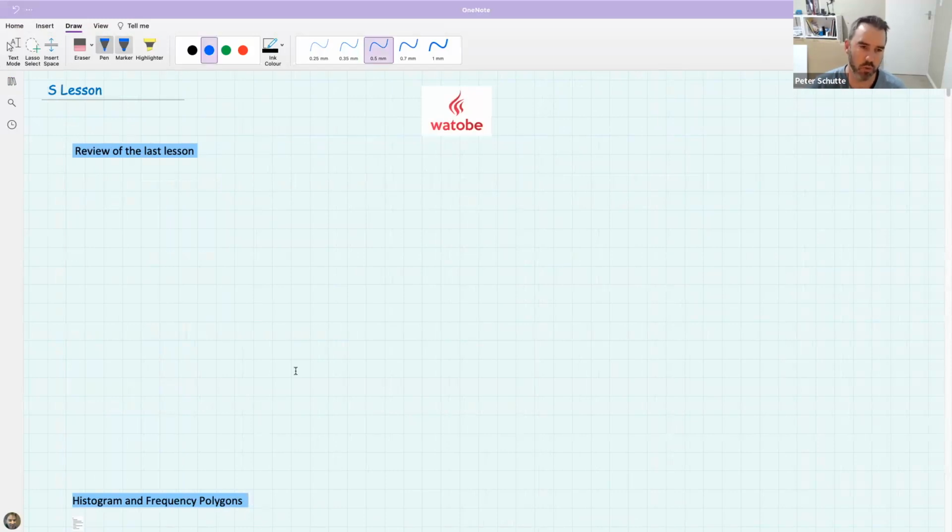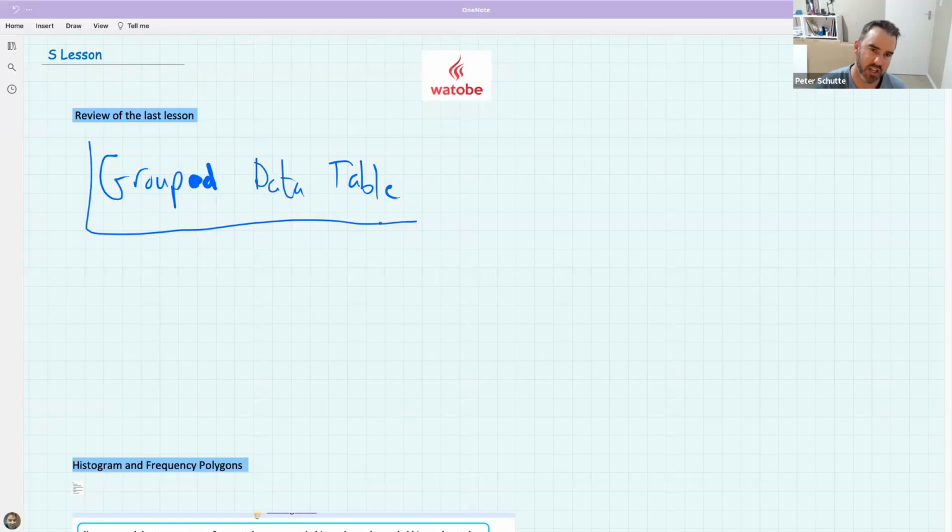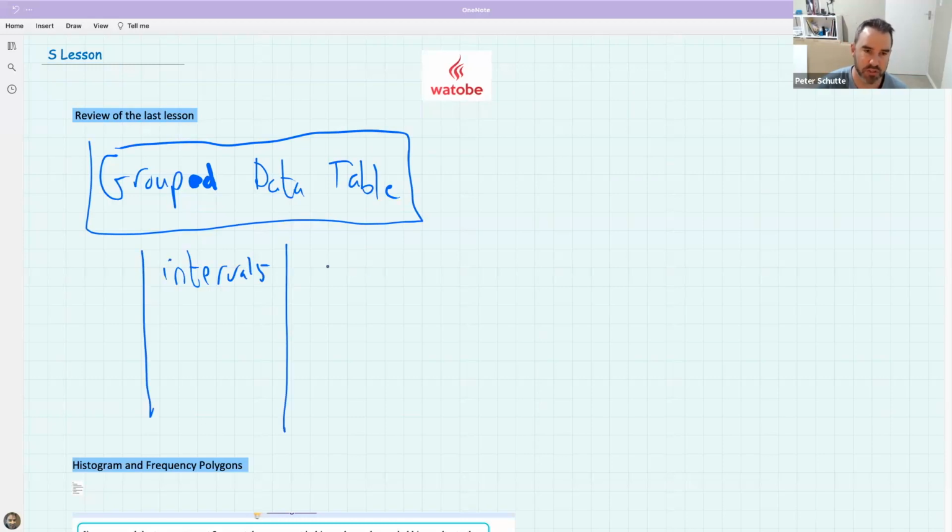So what did we do in the last lesson? Well, we did what's called a grouped data table. And in a grouped data table, we generally have intervals. So we have intervals of numbers. That's why it's grouped. Then we have a frequency.